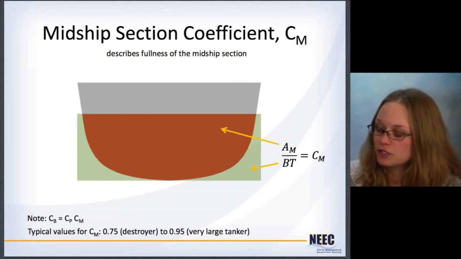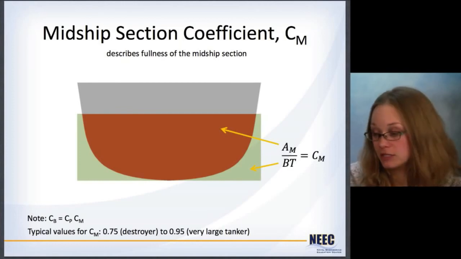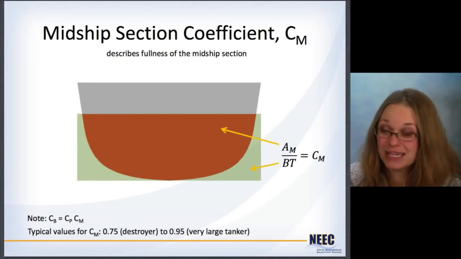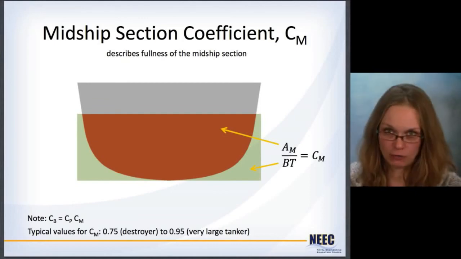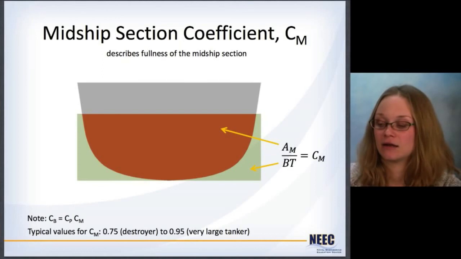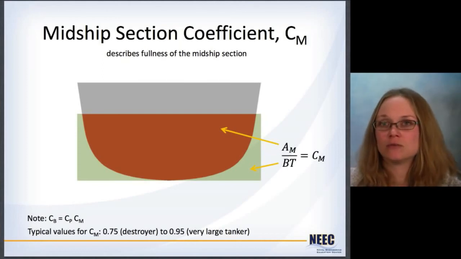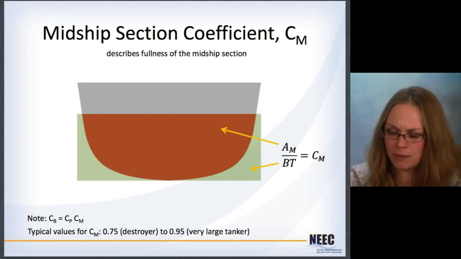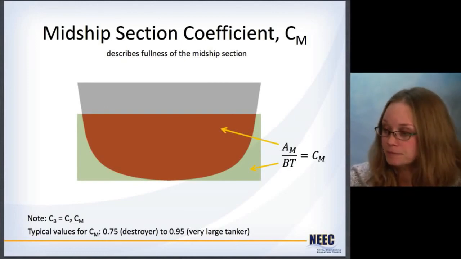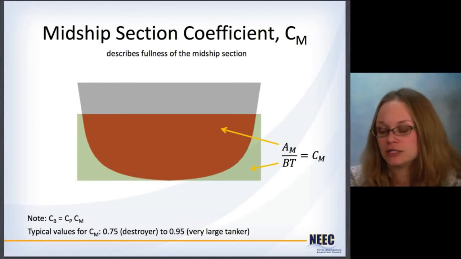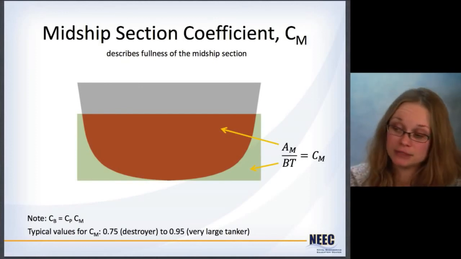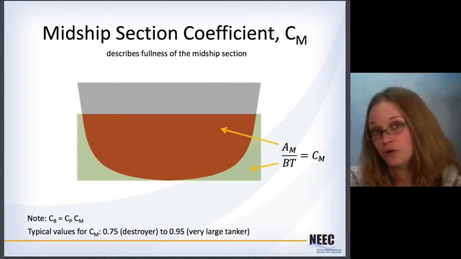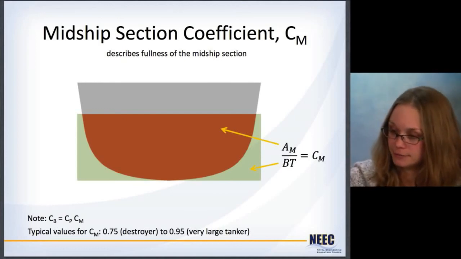So, midship section coefficient. Again, you can compare how full a ship is right at the midship. Starting with the large tanker, 0.95 means 95% of that green rectangle will be taken up by the ship. A destroyer, which is going to be more concerned with, again, speed and performance, is going to have a more streamlined shape, probably more similar to what I've got here. A note that the block coefficient is actually equal to the prismatic coefficient times the midship section coefficient. So if you know any two of those, you can calculate the third.